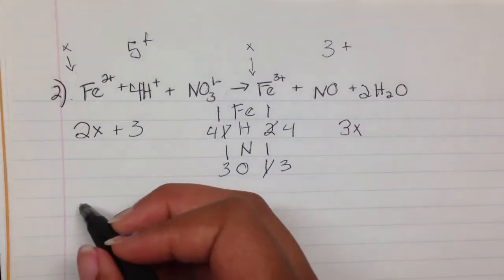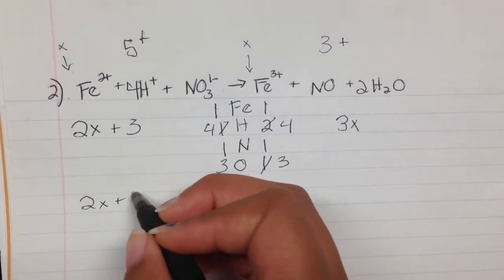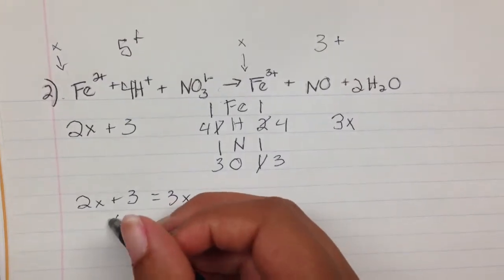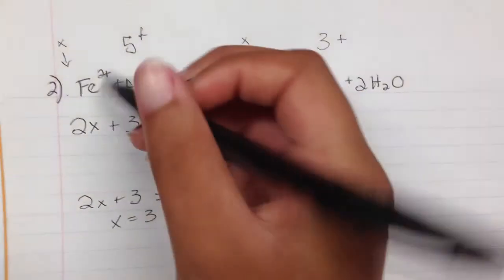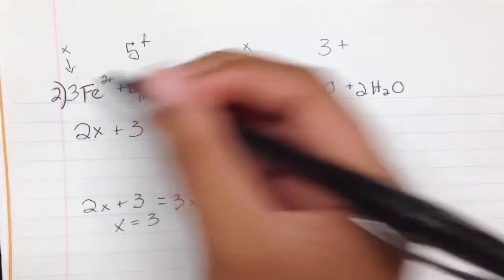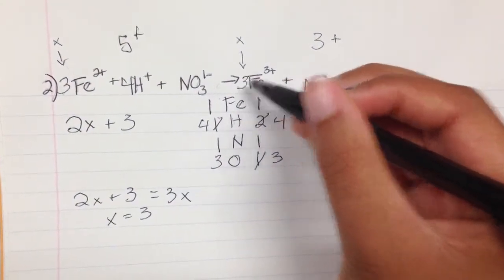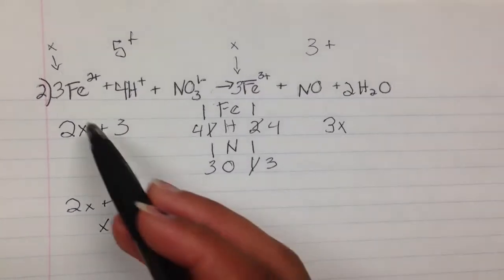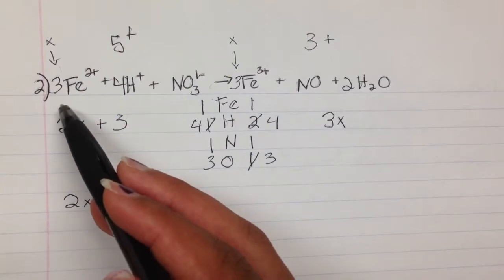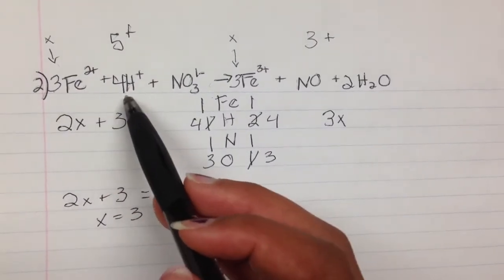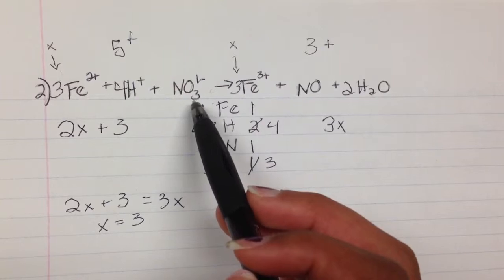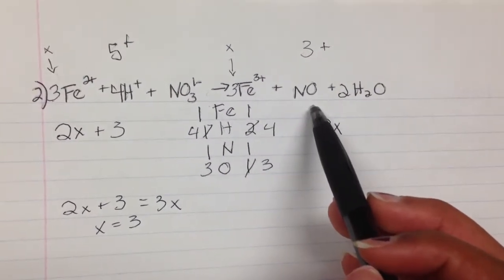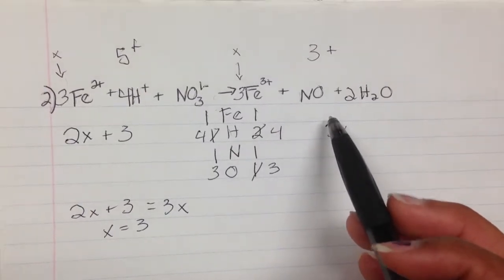So then if you set these two equations equal to each other, 2x plus 3 equals 3x, you find that x equals 3. So the coefficient in front of the irons, to make the charges balance on both sides, is 3. So this is the final equation: 3 iron 2+ plus 4 H+ plus nitrate yields 3 iron 3+ plus nitrous oxide plus 2 moles of water.